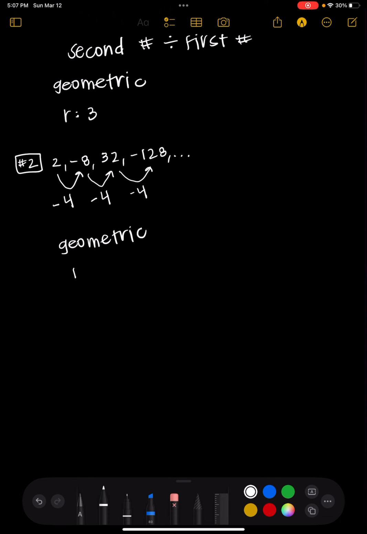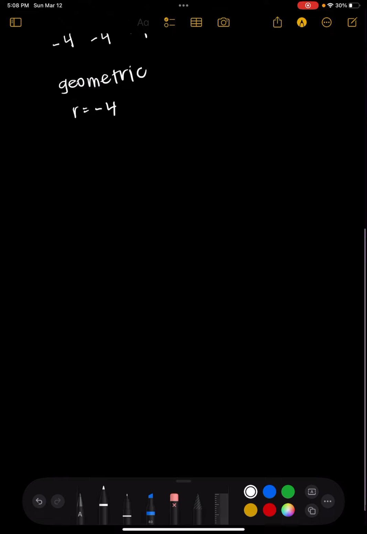Our common ratio is -4, because we're multiplying by -4 each time. Now this sequence is kind of cool because it's flipping between positives and negatives. That only happens in geometric sequences, because when you're multiplying by a negative number, it'll flip between positive and negative. Okay, so that's how we decide if it's geometric and what the common ratio is.